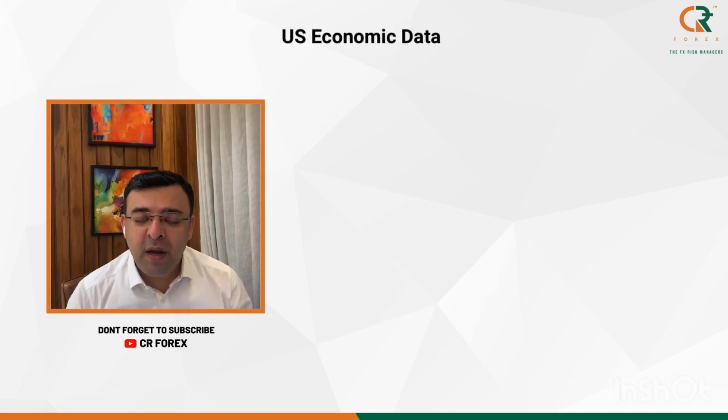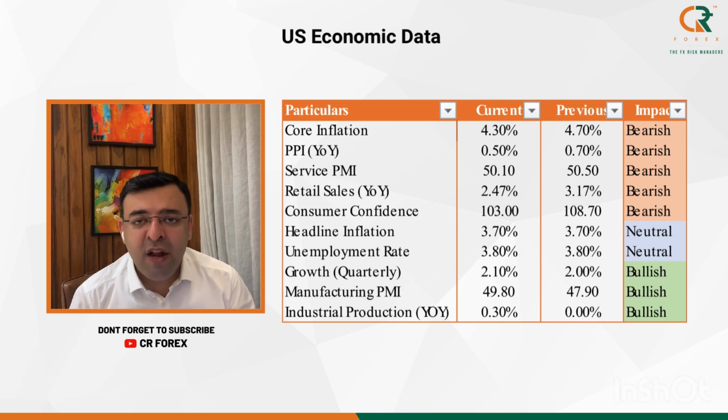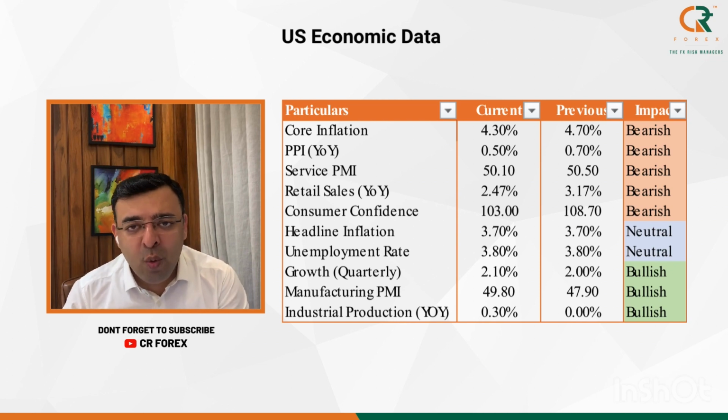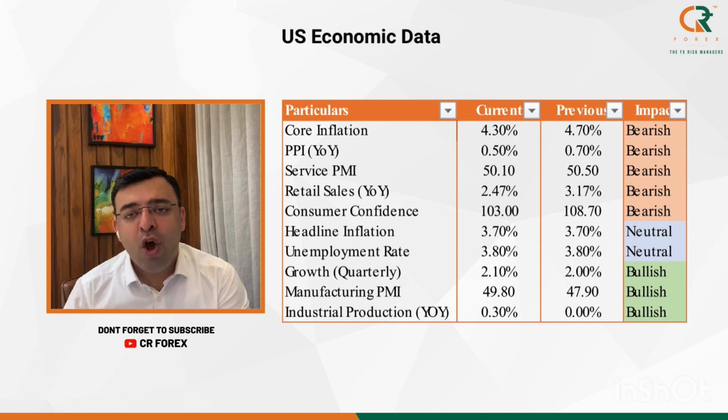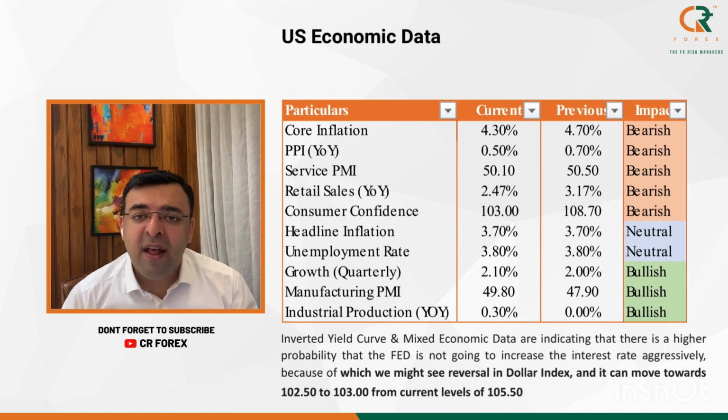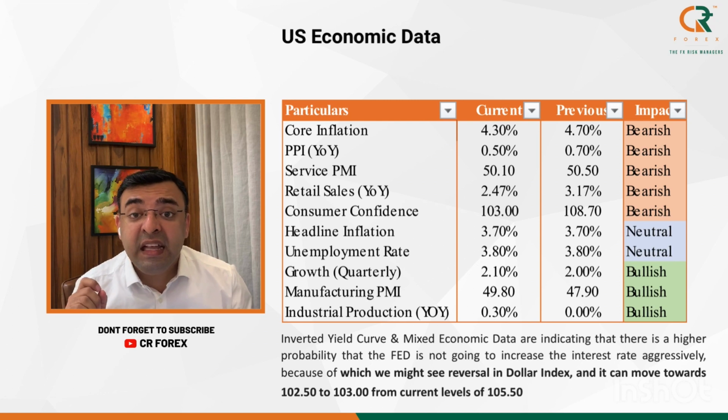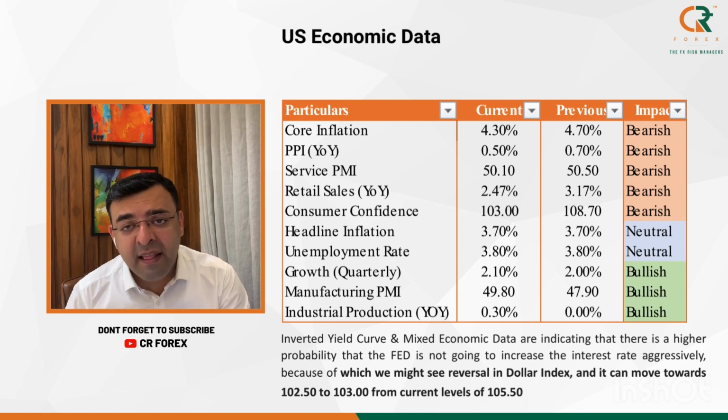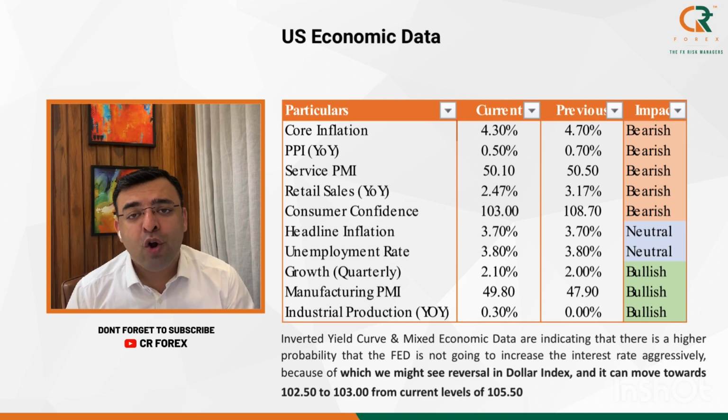If you see the table, you will able to understand that most economic data in US have started weakening or they are coming neutral. There are only few data points which are showing strength. Based on that, we can conclude that Fed is not going to increase the interest rate very aggressively, and because of which dollar index in coming days can move towards 102.50 to 103 kind of levels.